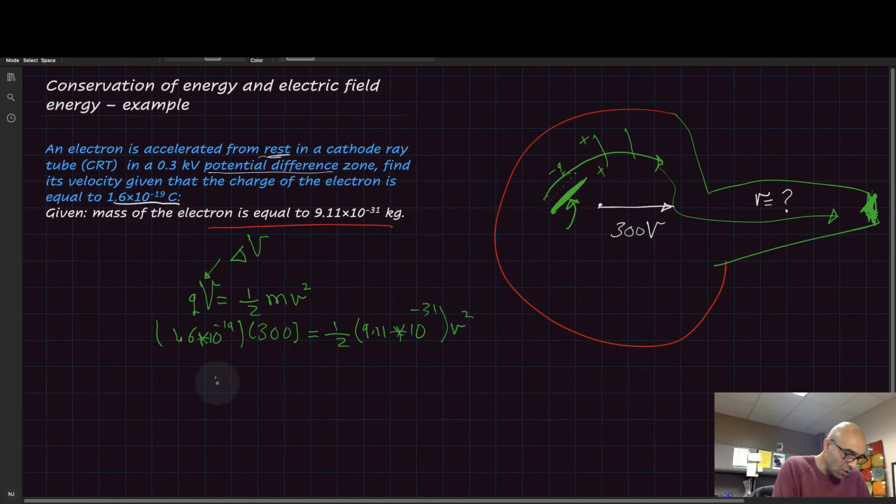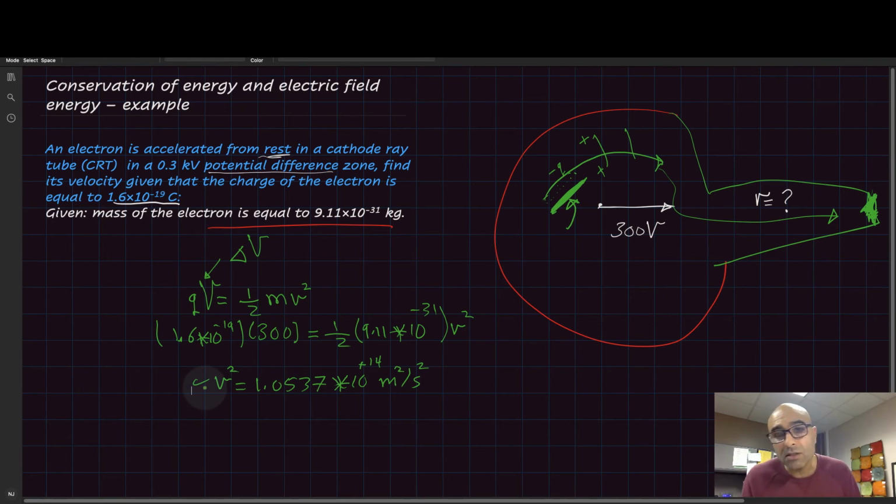We can solve it. Solving for v squared, we get 1.0537 times 10 to plus 14 meters squared per second squared, because this is the velocity squared. But we're not looking for the velocity squared. We're looking for the velocity at which the electron is traveling after accelerating through this electric potential. We take the square root of this, and the velocity is equal to 1.026 times 10 to the power 7 meters per second.